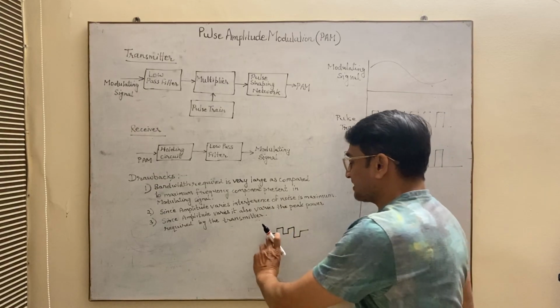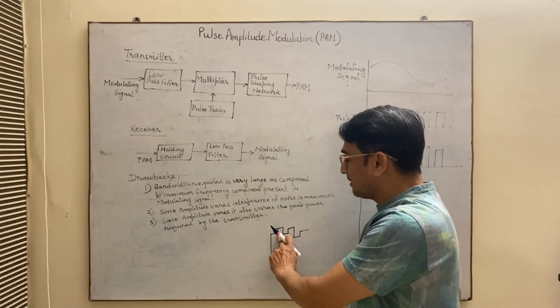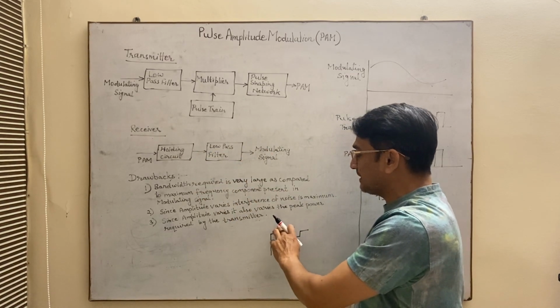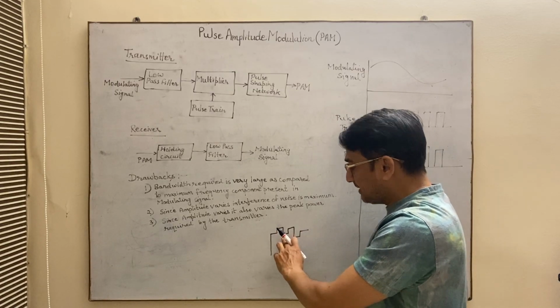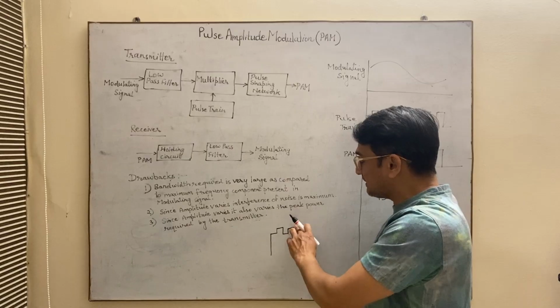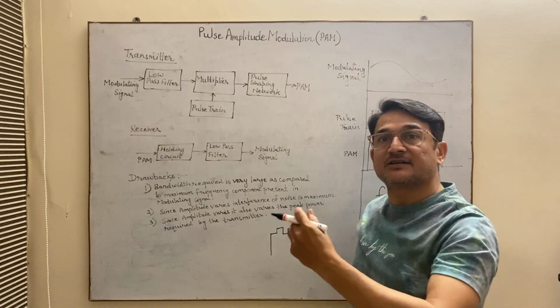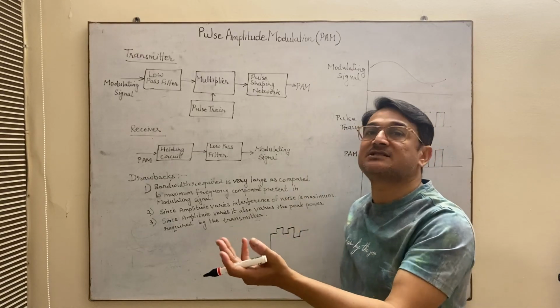So this is the first pulse, and the amplitude, or the maximum voltage, is held by the holding circuit. Then the next pulse arrives. Then this amplitude is again held, then the next pulse, then the next pulse, then the next pulse. So this is how the holding circuit works. It holds the voltage, or holds the amplitude, till the next sample.